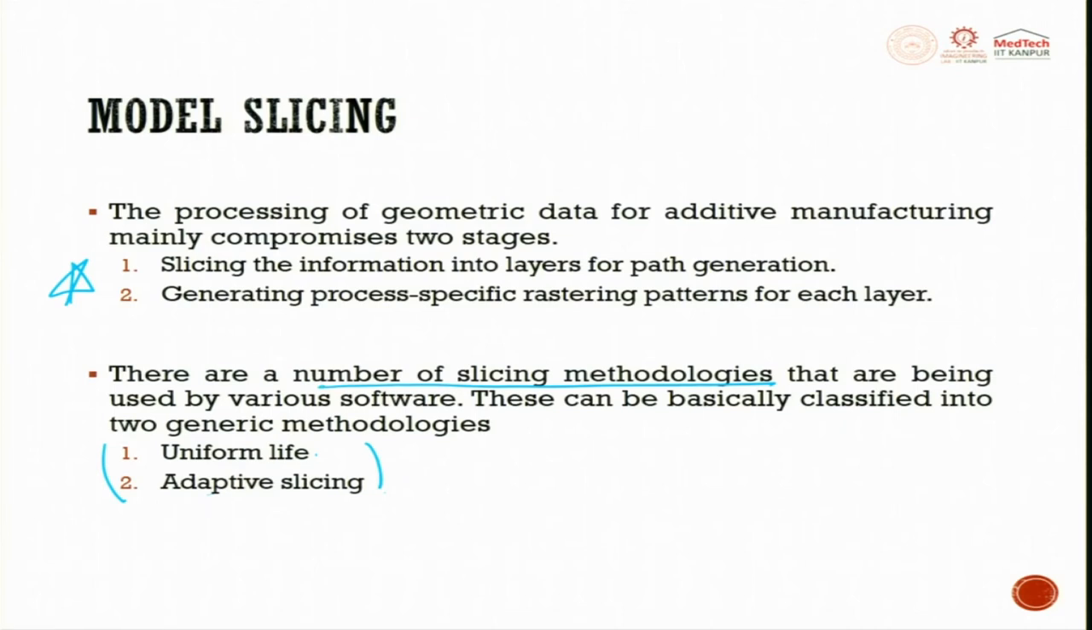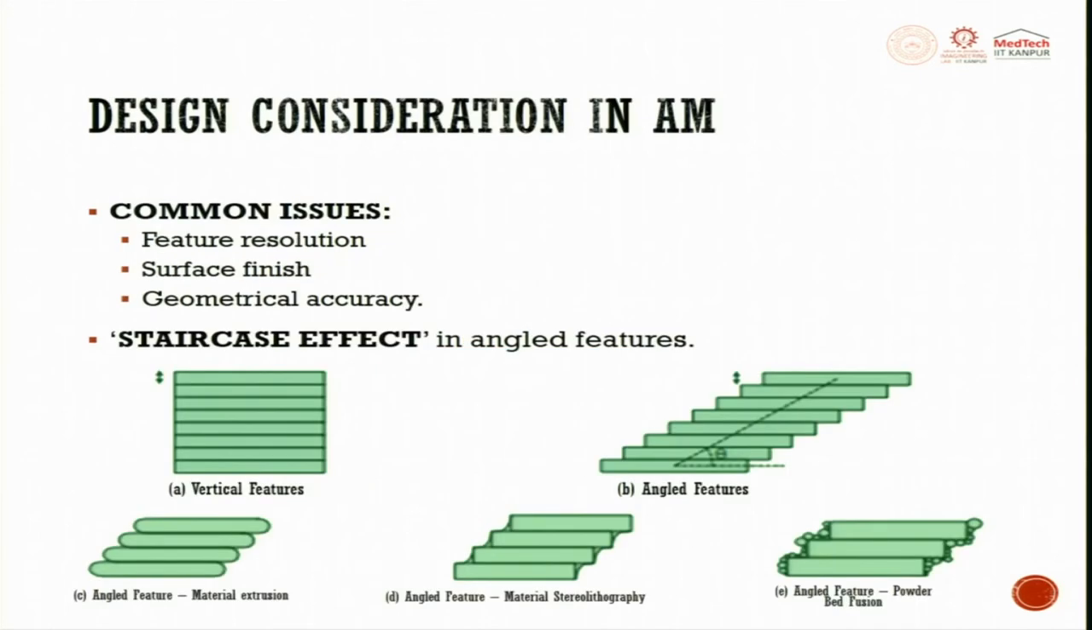Okay. So this is also very important. When we try to slice the information in one layer, first is the outer geometry, and next, from inside the outer geometry, what are you going to fill in. So, design considerations in AM. The common issue which always comes up when we use additive manufacturing is feature resolution. How accurately you can develop a feature matters. The feature resolution is very important when we decide which process to use.